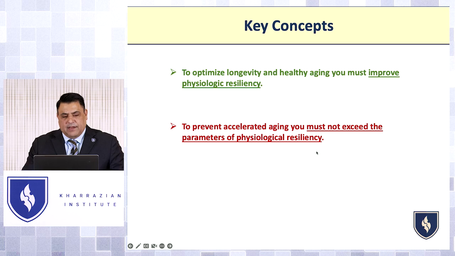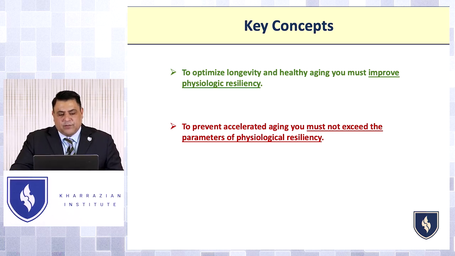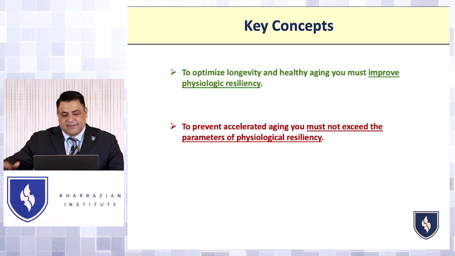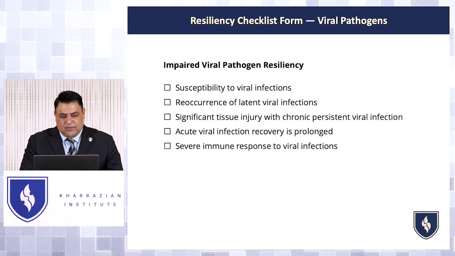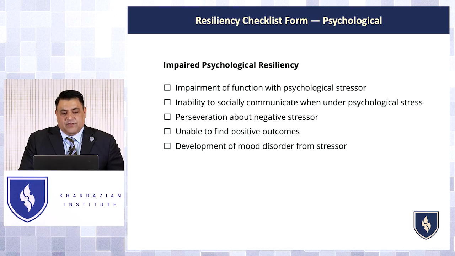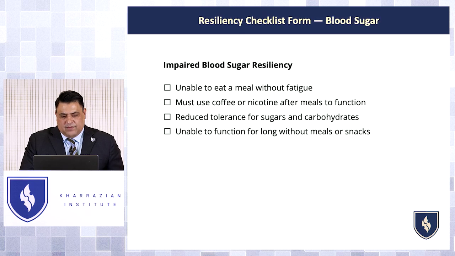And the key concept as we finish off here is to optimize longevity and health, aging, you must improve physiological resiliency. The other part of it is to prevent accelerated aging, you must not exceed parameters of physiological resiliency. So you've got to see what you can build, but if you go past it, you will crash, right? And then I made a checklist for you in the course materials of all the different resiliency symptoms. So you can fill these out for your patients, or your patient can fill them out, and then you can determine what their resiliency levels are.